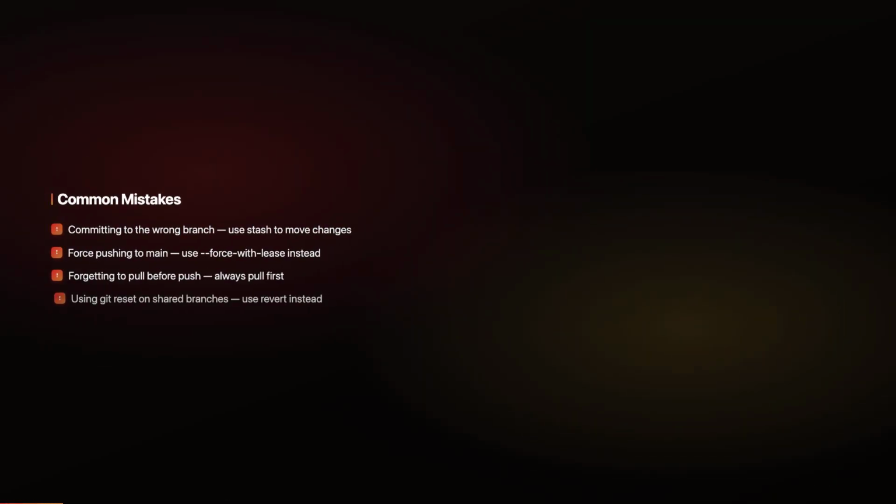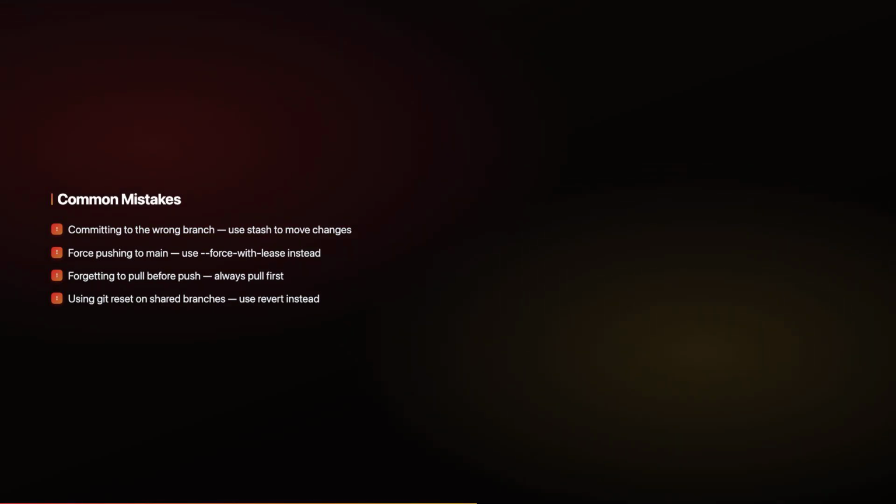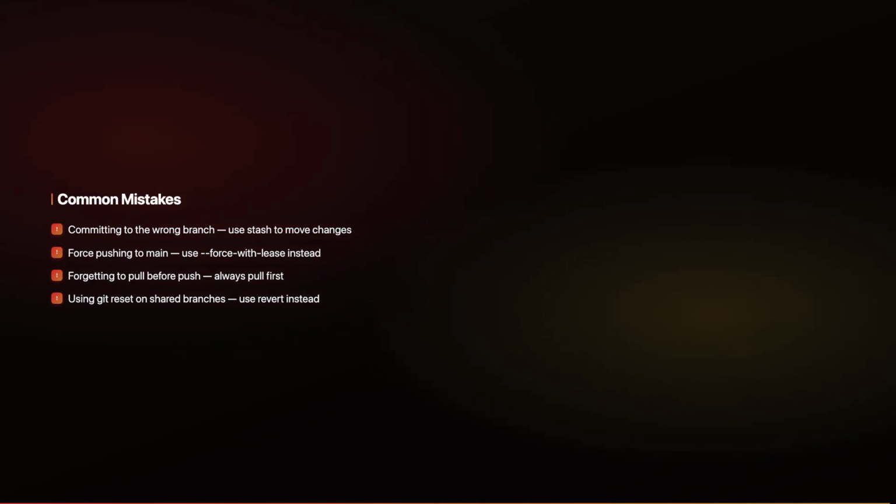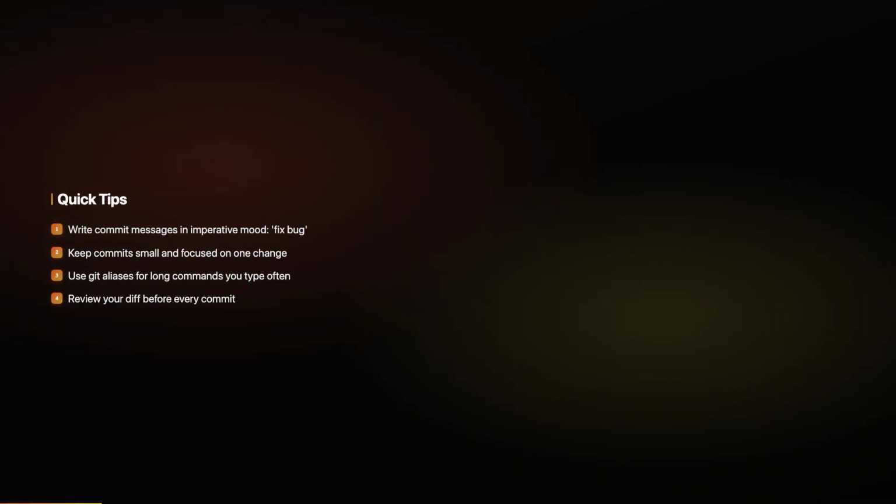Here are common git mistakes to avoid. Never force push to main or shared branches. Always pull before pushing to prevent conflicts. Use git revert instead of git reset on shared branches because revert creates a new commit that is safe to push. Some quick tips for a better Git workflow.